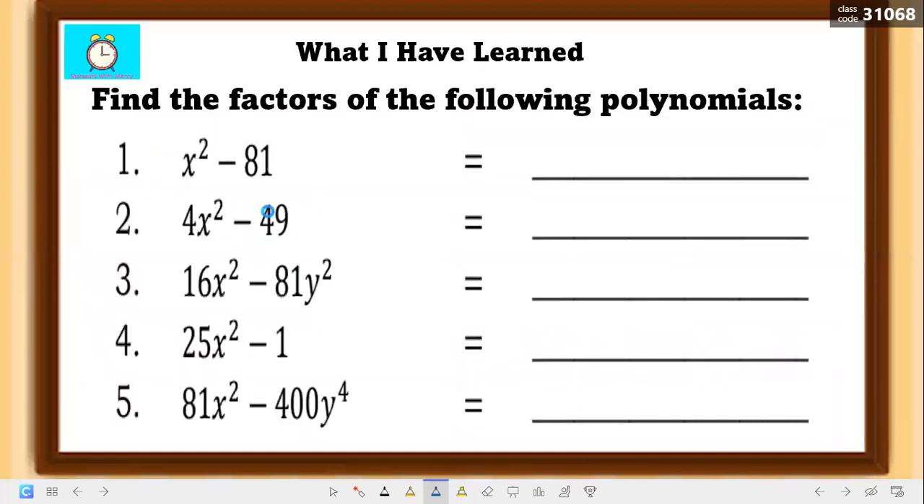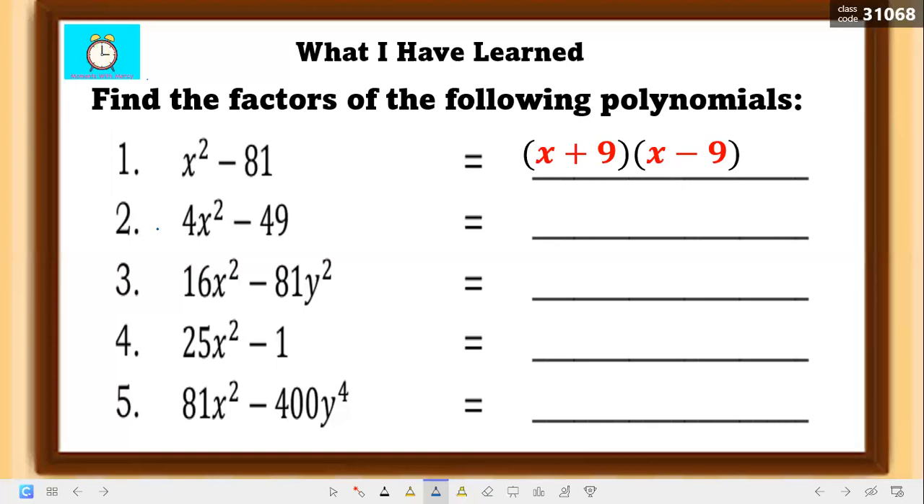Okay, sige. We are going to identify the factors of the following difference of two squares. Number 1. Sige nga, tingnan natin. Pakinggan ko, Johan. Ano po? X plus 9 and x minus 9 po. Okay, very good. So that is correct, no? Always remember times. Okay, correct. X plus 9 times x minus 9.